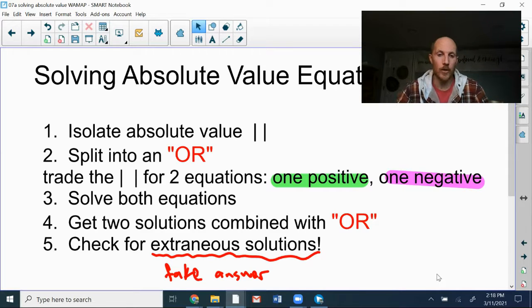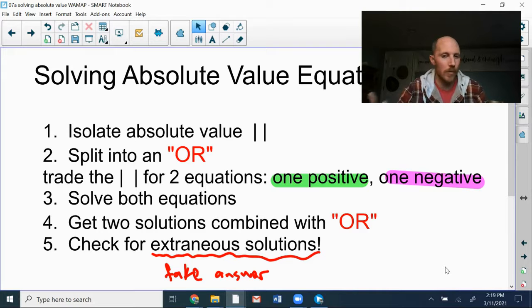Second step, we're going to split the problem into an OR problem, just like the OR that we saw when we were learning about compound inequalities previously. So we get to make a trade. We take those lines out of the original equation, and in its place, we get 2 equations back. We're going to get one that looks exactly like the original equation, except without the lines. And we'll get a second one that has the opposite sign on the other side of the equal sign. The other side of the equation will be negative. Okay, we'll see what that looks like here in just a second.